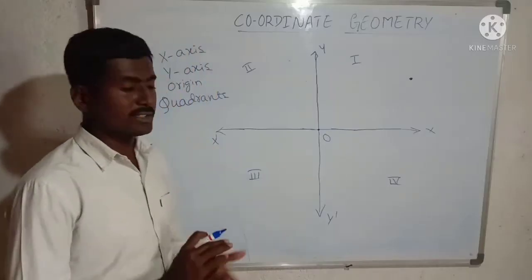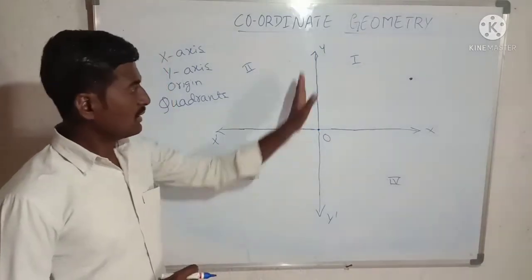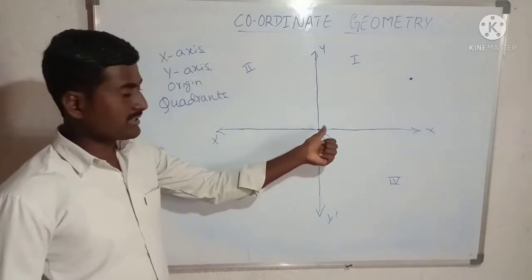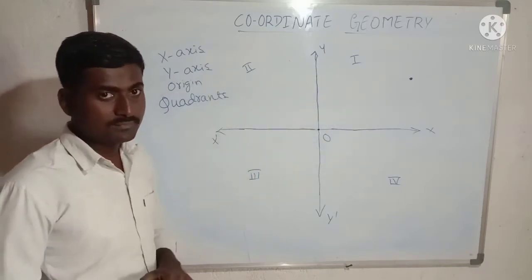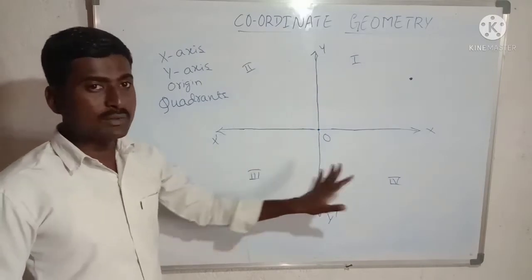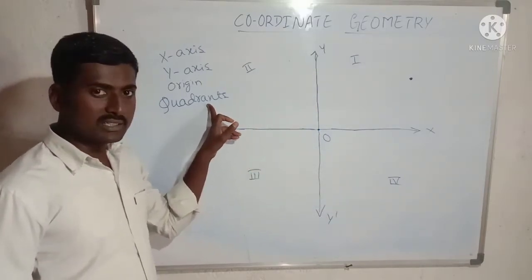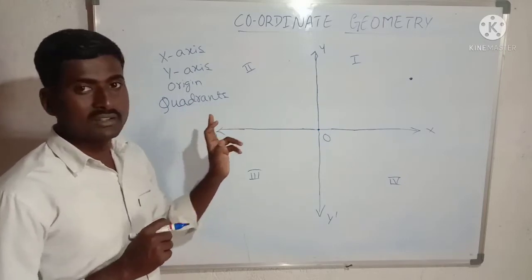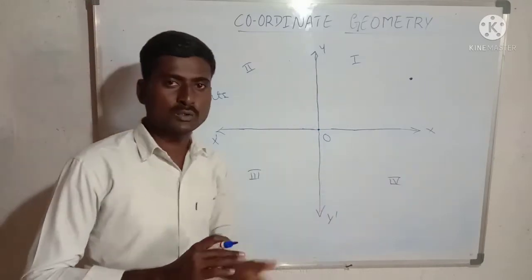What we discussed up to now: the horizontal line is called the x-axis, the vertical line is called the y-axis, the point of intersection of x-axis and y-axis is called the origin. This plane is divided into four equal parts. The four equal parts are called quadrants, namely first quadrant, second quadrant, third quadrant and fourth quadrant.